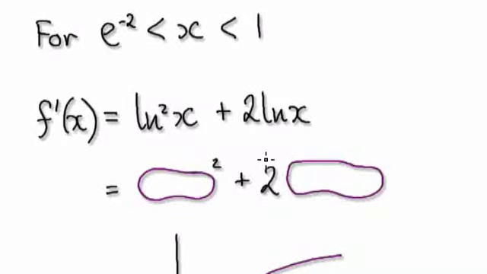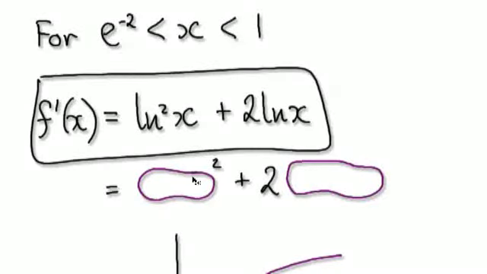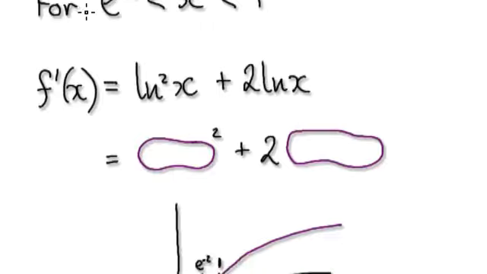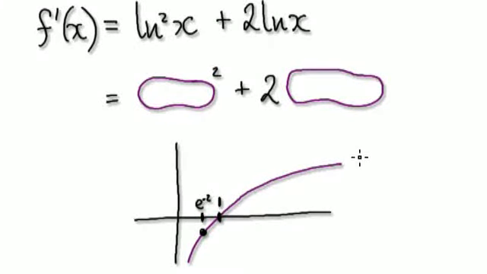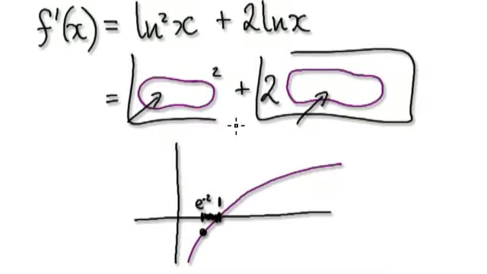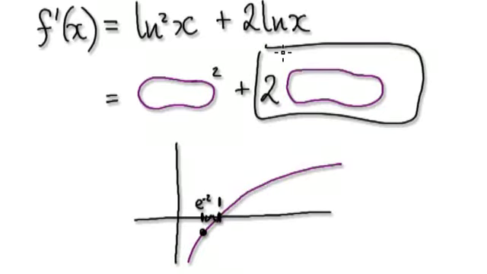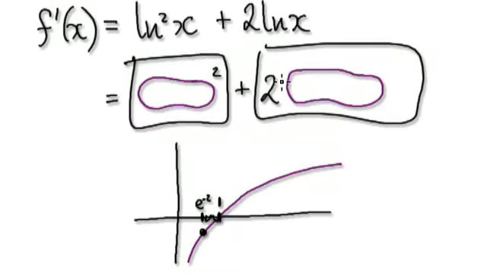Now we need to consider x between e to the power of minus 2 and 1. So f prime is this here, but visualize it as this. Now let's look at our graph. This is the natural log of x here. In this region here, yes, this thing would be negative, and yes, this thing would be negative. But now in this region, times 2 becomes more powerful than squaring it.